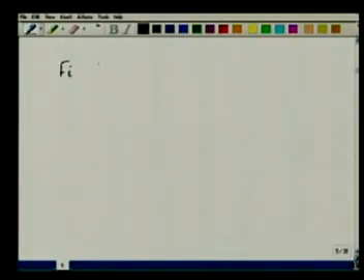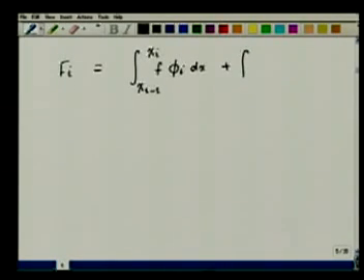Okay. Similarly, what will the fi be? That is the load vector. It will be equal to, because phi I is non-zero in the element I minus 1 and element I, the integral from xi minus 1 to xi of f phi I dx plus the integral from xi to xi plus 1 of f phi I dx. Now plus we have p phi I at x equal to L for our model problem.